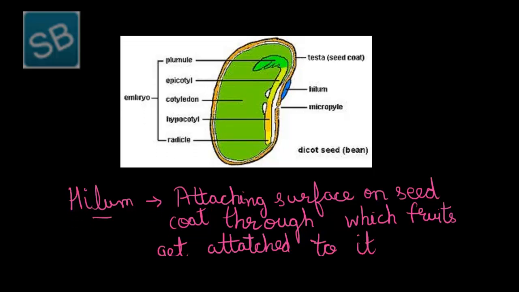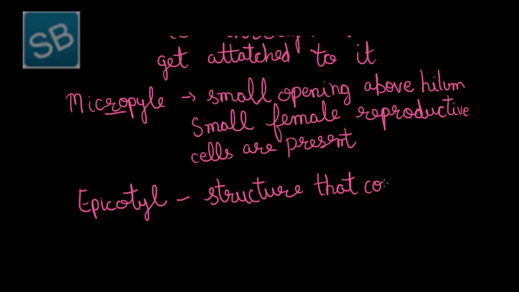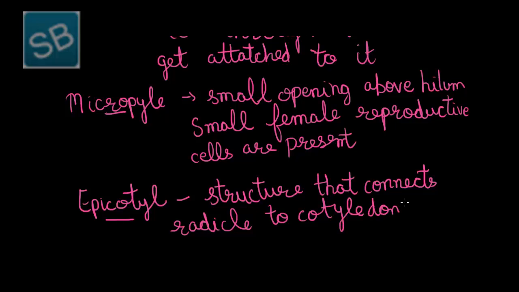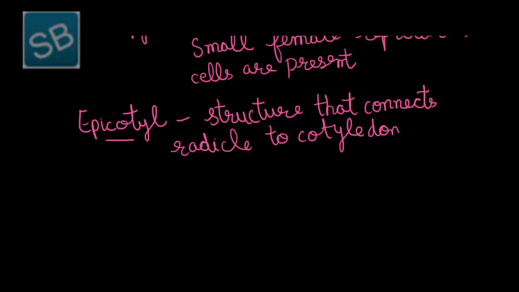Moreover, epicotyl is a structure that connects plumule to the cotyledon, and the other structure, hypocotyl, as mentioned here, acts as a structure that connects radicle to the cotyledon.